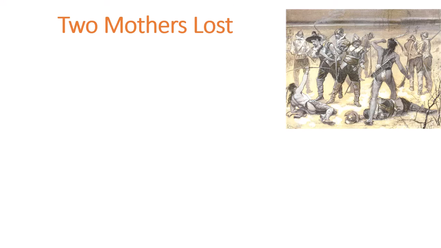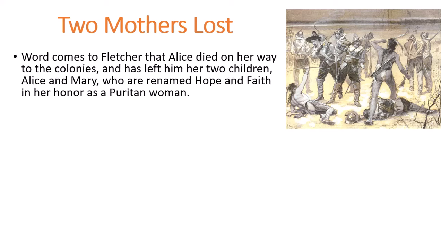This is a picture of the Pequot War. That's going to be an important plot point in the book. So, word comes to Fletcher. We skip ahead a couple years, and at this point, Everil is about 15. Hope, who is the main character, the book's named after Hope, and she's about Everil's age, so about maybe 13 or 14, maybe a little bit younger than Everil.